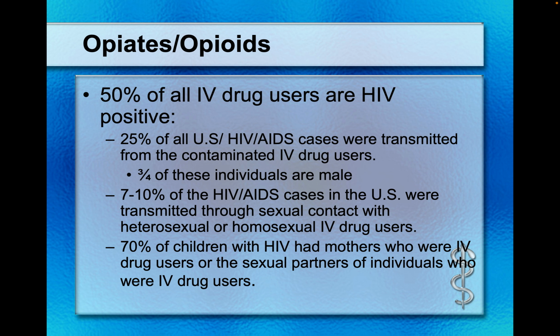7 to 10% of the HIV/AIDS cases in the United States are transmitted through sexual contact with heterosexual or homosexual IV drug users. 70% of children with HIV had mothers who were IV drug users or the sexual partners of individuals who were IV drug users.